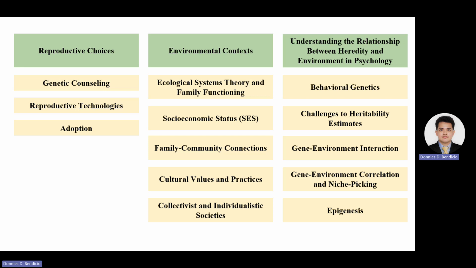And lastly, epigenesis. So epigenesis is a concept that emphasizes the dynamic interplay between heredity and environmental influences at all levels of development. So it recognizes that genes can be switched on or off by environmental factors such as nutrition, stress, or exposure to toxins. So this concept is especially relevant to understanding how environmental factors can lead to changes in gene expression, ultimately impacting an individual's development and psychological traits.